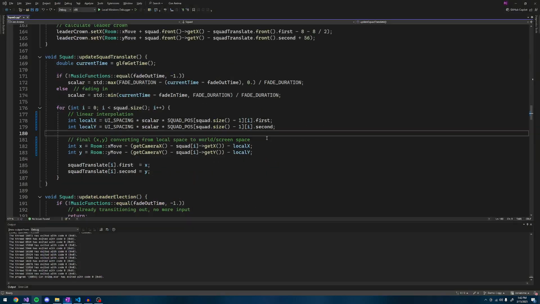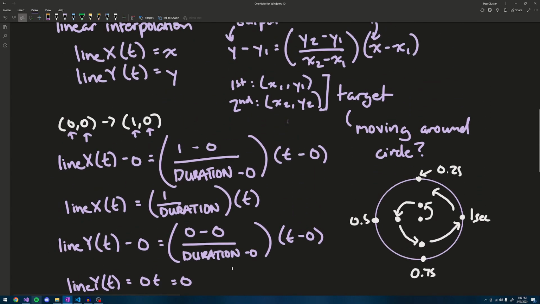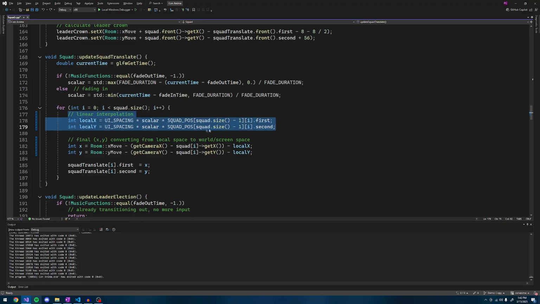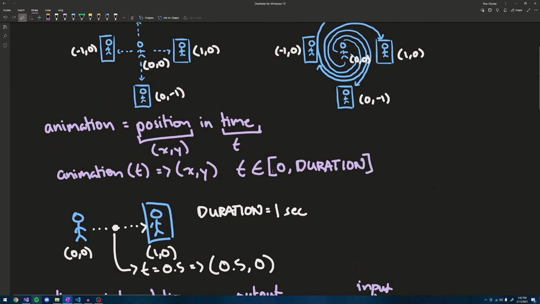Okay, now that we've figured out pretty much all of the maths behind it, we can go on and get to the fun part, which is the coding. So currently, like I said before, we already have the linear interpolation part. This might look a little different than what we've been talking about before, but I'll break down what each thing means. So scalar, this is actually our t that we've been talking about within our equations, where t goes from 0 to duration.